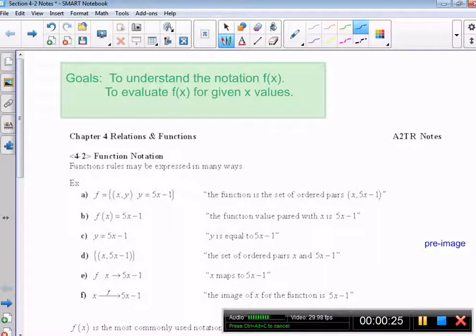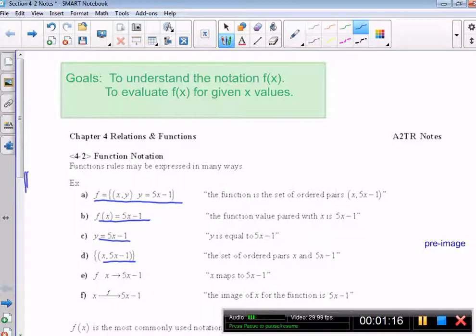So for A, f equals the coordinate x, y such that y equals 5x minus 1 means the function is the set of ordered pairs x, comma, 5x minus 1. Another way, B, you state this: f of x equals 5x minus 1. That means the function value paired with x is 5x minus 1. C is the traditional y equals 5x minus 1. D, x comma 5x minus 1, the set of ordered pairs x and 5x minus 1.